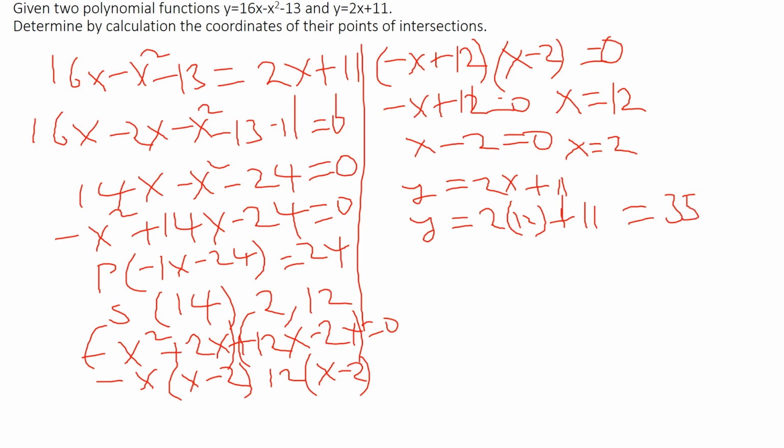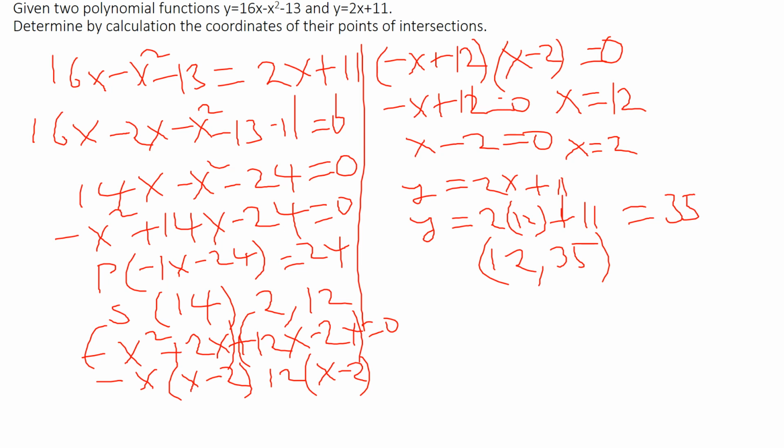So the first intersection point of these two polynomial equations will be at the point (12, 35). Even if you take this first equation and substitute where we have 16 multiplied by 12, then minus 12 squared, and then minus 13, it will still give you 35.